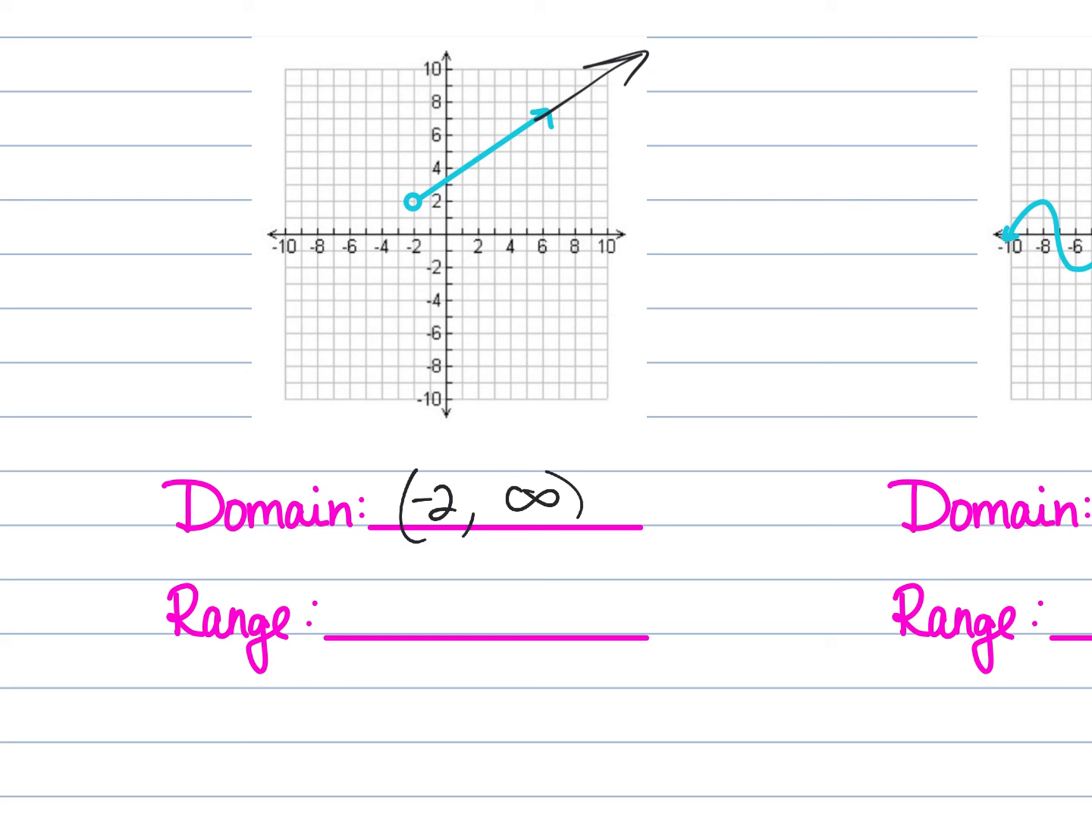Okay, range. What is the lower bound of the range? Looks like +2. Does it hit it or approach it? The answer is approach, and I know that because of the open dot. What's the upper bound? Well, that goes up forever, so parenthesis.